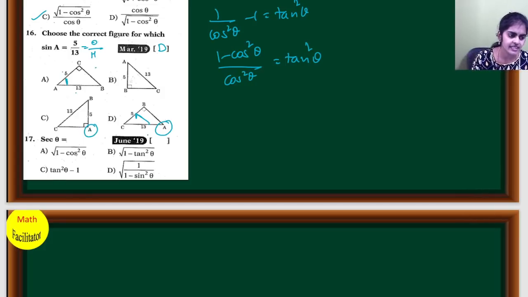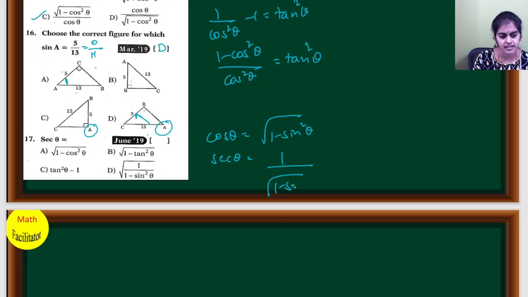Secant theta. How can you write secant theta? So you know cos theta is nothing but root 1 minus sine square theta. Secant theta is 1 by root 1 minus sine square theta. So this option is correct.